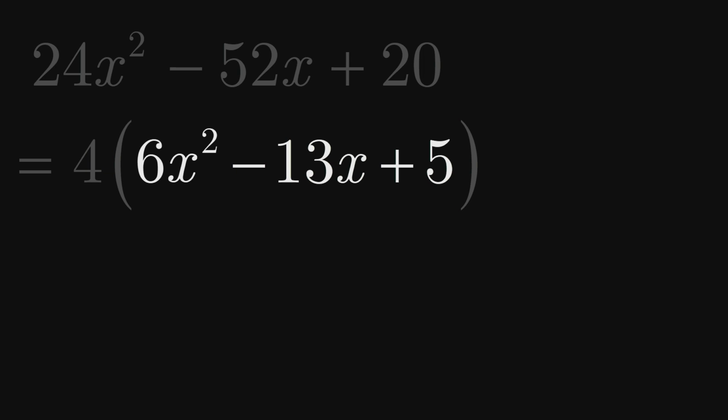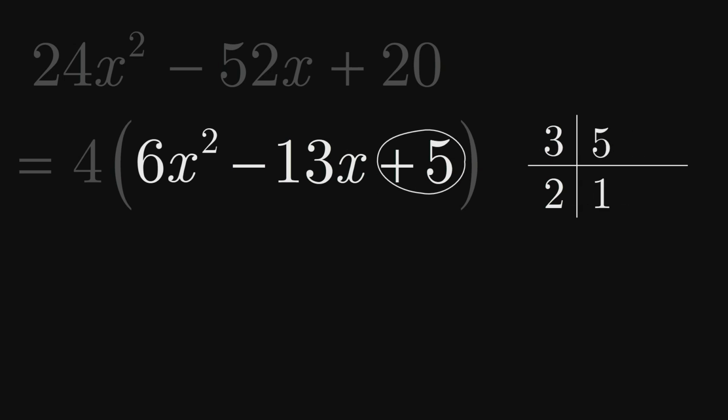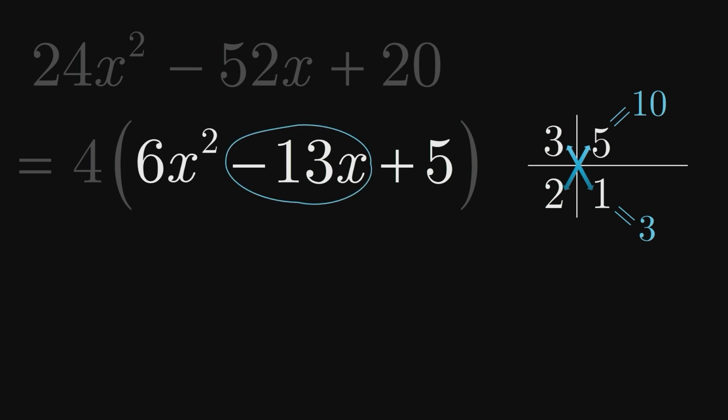Since the coefficient of x squared here is not 1, we start factoring this expression by finding two numbers that multiply to 6, say 3 and 2, and two numbers that multiply to 5. The only option for that is 5 and 1. When we check the so-called cross products of these values, we see that they total 13. But our coefficient of x is negative 13.